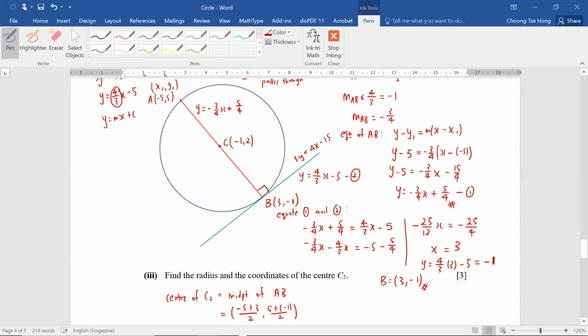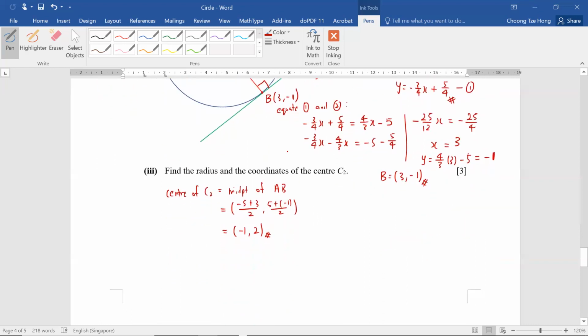Then finding the radius would be very easy as well. All we need to do is find the distance from the center to either point A or point B, because the distance from the center to any point on the circumference will give you the radius. So let's use point B. The radius is equal to the square root of, and to find the distance between 2 points, we use x1 minus x2 squared plus y1 minus y2 squared, all square rooted.